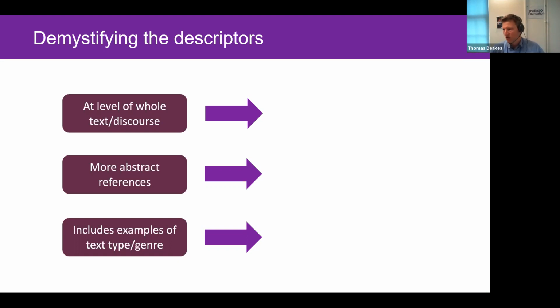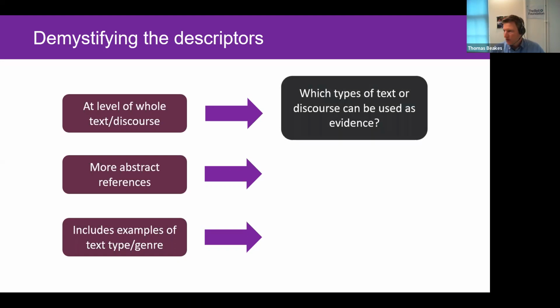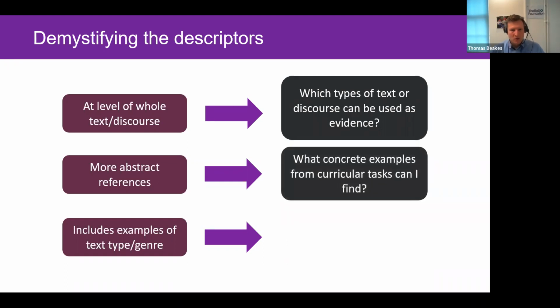Okay, this isn't in a particular order or sequence in terms of activity, but these are just ideas that we can use. So thinking about working with text at the text level. What types of text or discourse can be used as evidence? What are the kind of activities or task types that we can use? We want to move from more abstract references to concrete examples, because that's what helps everyone understand. So what concrete examples from curricular tasks can I find that illustrate these descriptors?